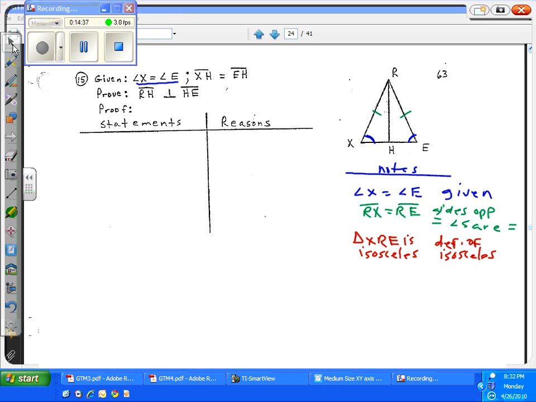And now I'm going to take the next given statement, XH equal EH. XH is equal to EH. And I'm going to mark that XH equal EH. And then I'm going to write what I marked in my notes section, XH equal EH, and give a reason. And the reason was given because what I marked was exactly what it said.